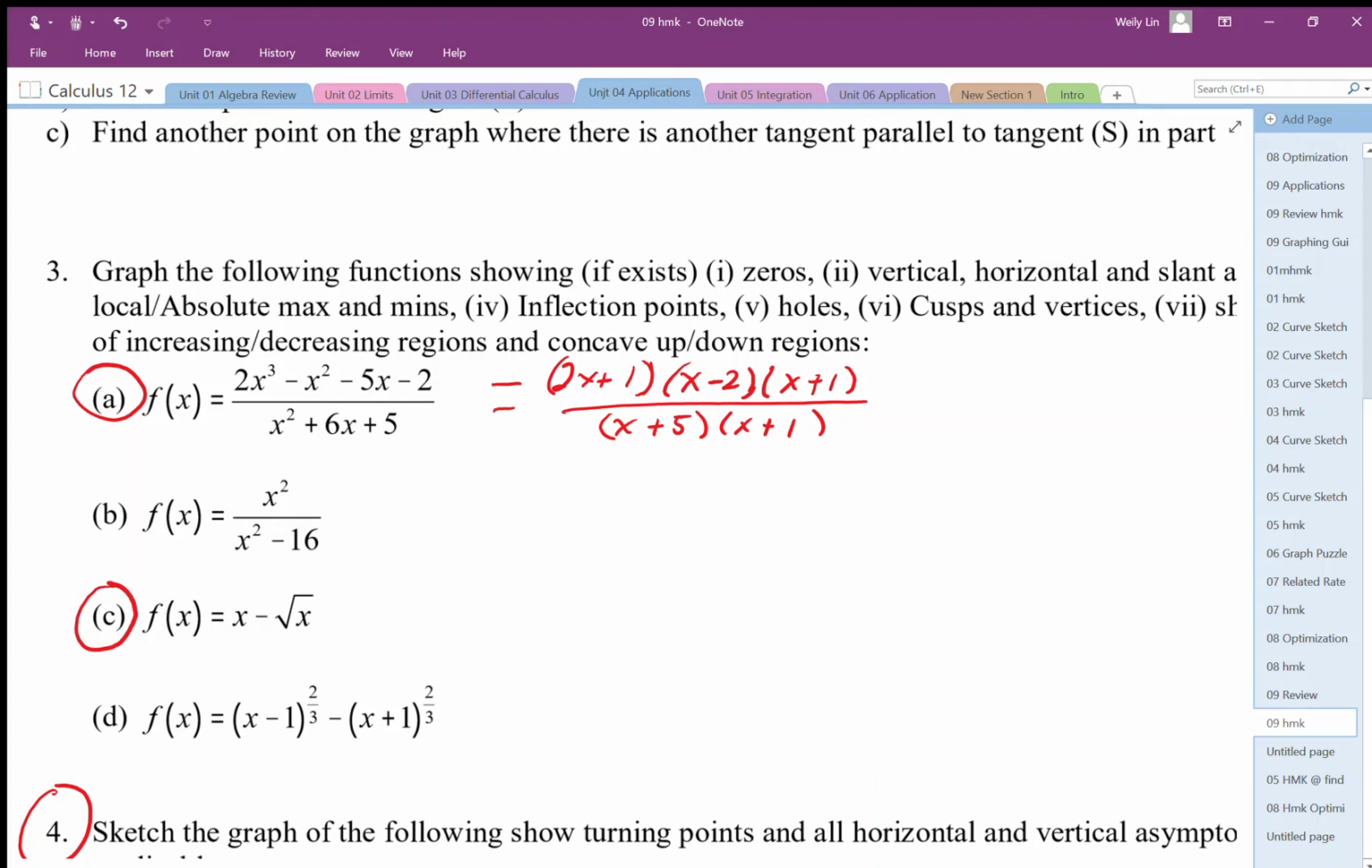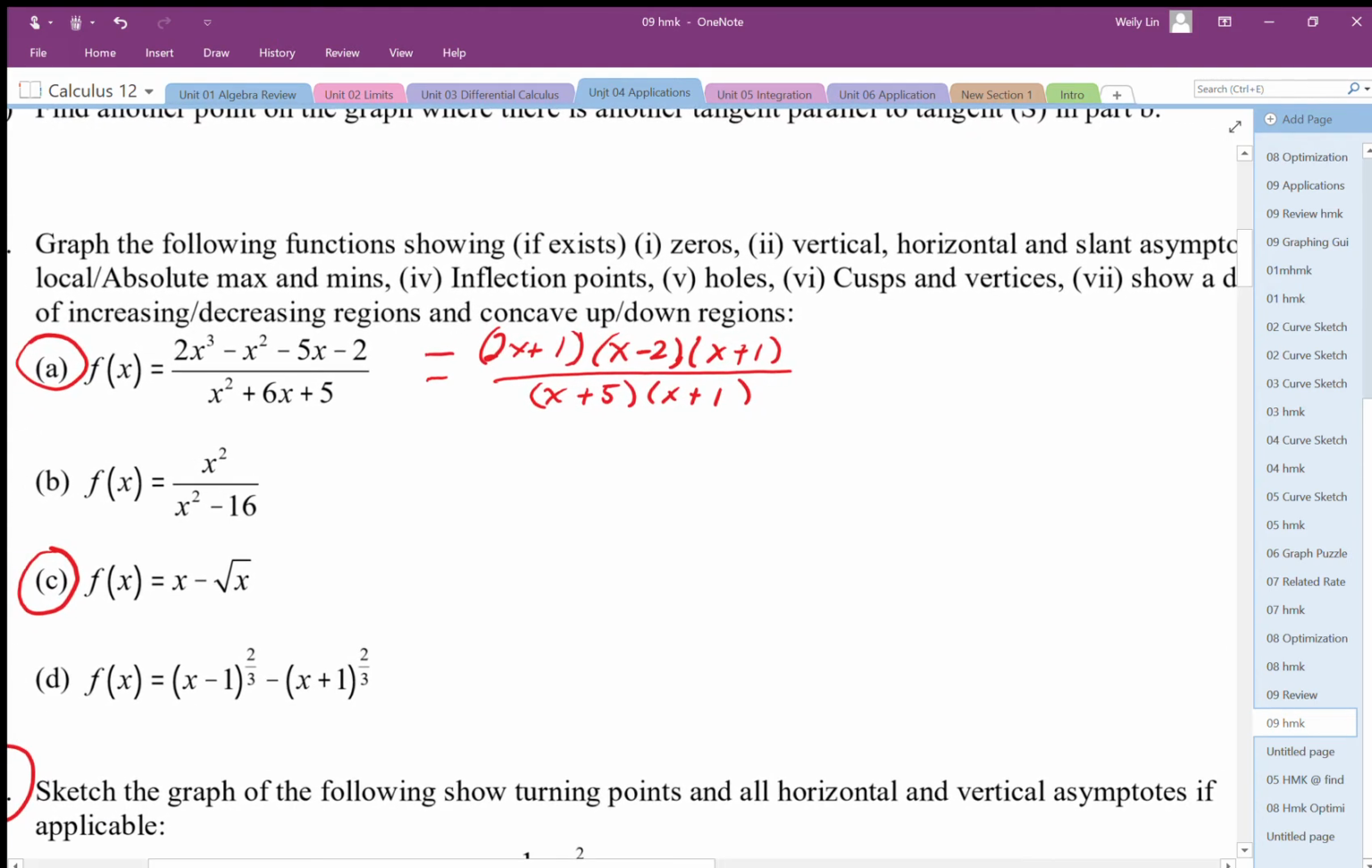So I'm going over some questions from the homework review number 9, the review for the unit. Going over 3A and C here. So we take a look at 3A. Well, this is a graphing problem. Since it's a polynomial on top and a polynomial on bottom, we first want to factor to see if there are any common factors.